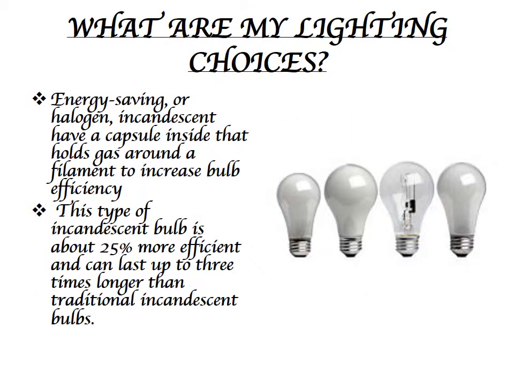So, what would my lighting choices be? Energy saving or halogen incandescent have a capsule inside that holds gas around the filament to increase bulb efficiency. This type of incandescent bulb is about 25% more efficient and can last up to 3 times longer than traditional incandescent bulbs.